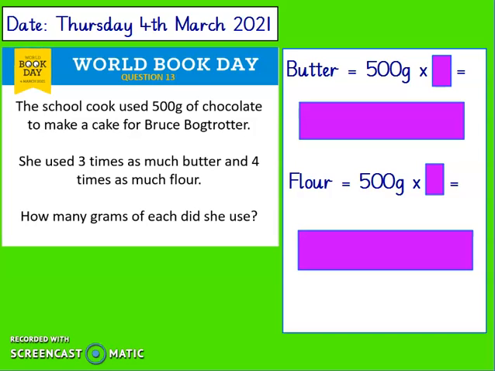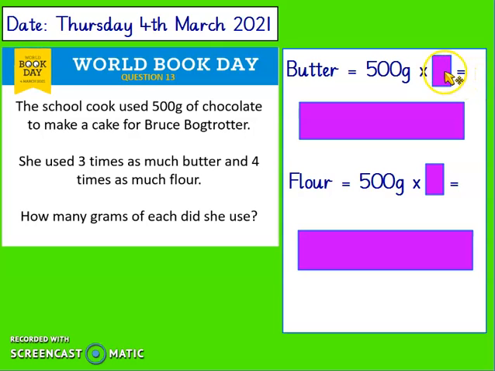Let's have a look at this one. The school cook used 500 grams of chocolate to make a cake for Bruce Bogtrotter. She used 3 times as much butter and 4 times as much flour. So we know we've got 500. What do we need to times them by? So we've got 3 times as much and 4 times as much. Pause the video and unpause for the answers.